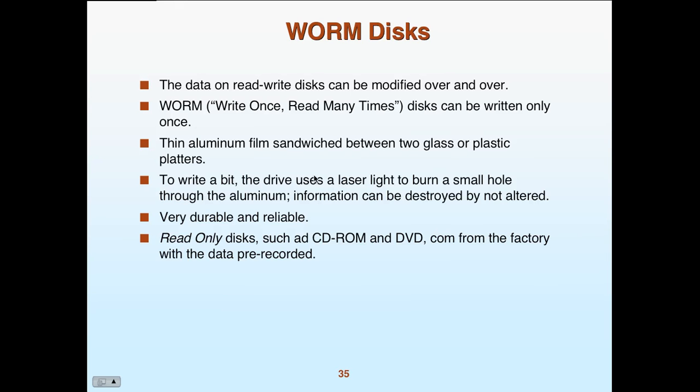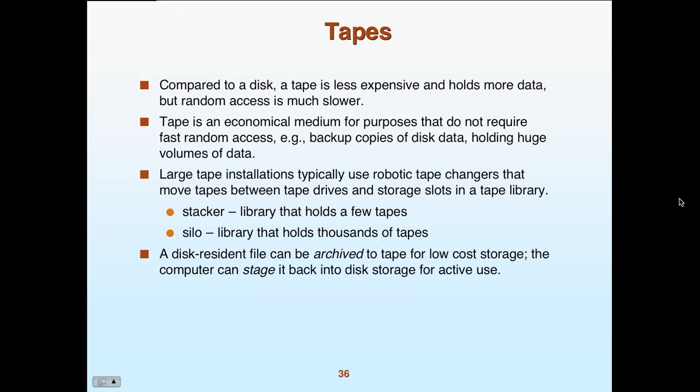To write a bit, the drive uses a laser light to burn a small hole through the aluminum. The information can be destroyed, but not altered, which is interesting. So it's very durable, very reliable. Read-only discs such as CD-ROMs come from a factory with data pre-recorded on them. Now we have ones that are rewritable too. Read-only discs are the most protective type because you can seal them, and they'll last a lot longer than the rewritable ones.